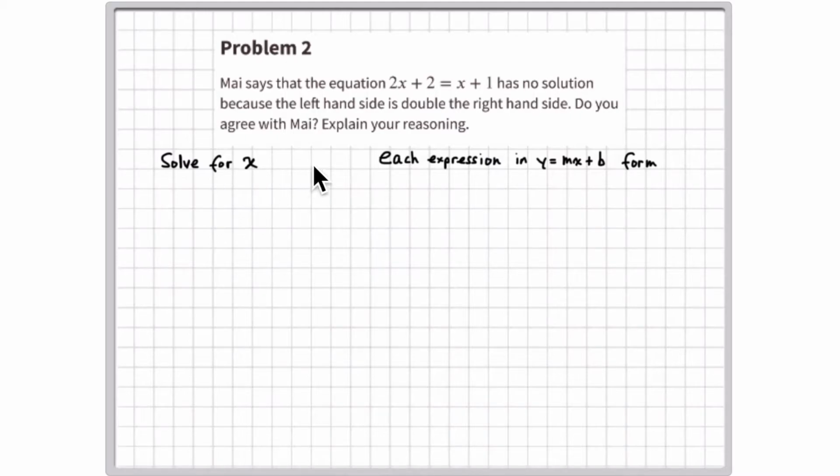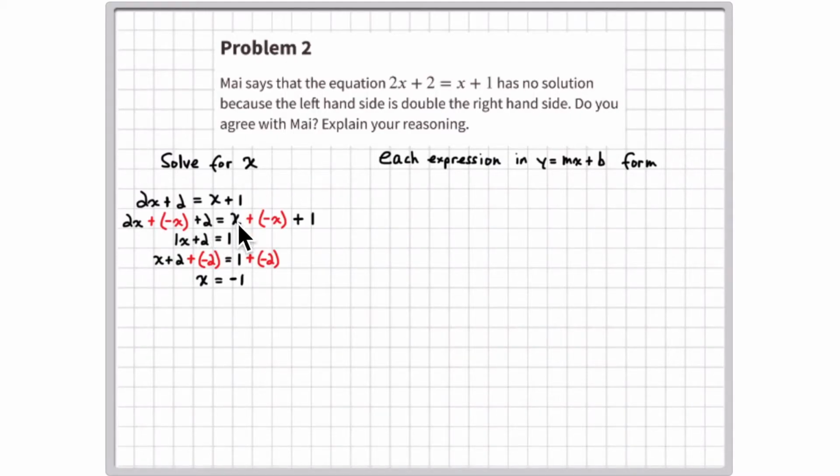So the first thing to do is just go through and solve for x. If you solve for x, you're going to get x equals -1. So add a negative x here, add a negative x here to get rid of this x. Add -2 on this side to get rid of that 2. So this is a -2 on this side. And you end up with x equals -1.